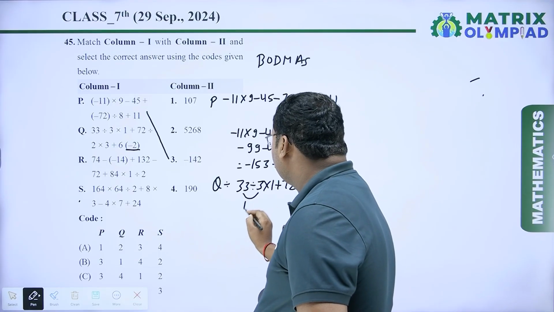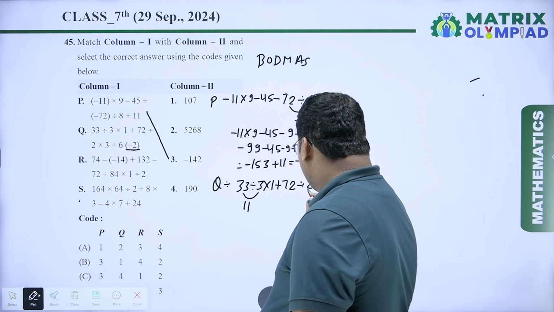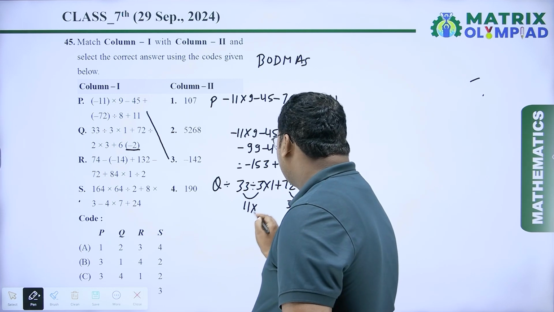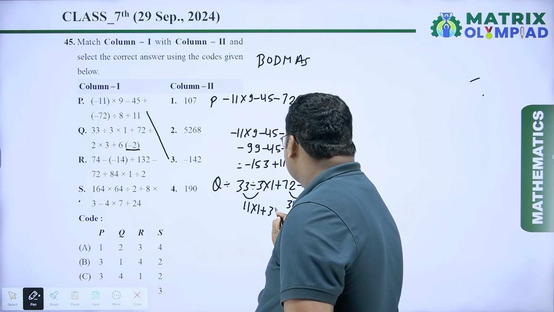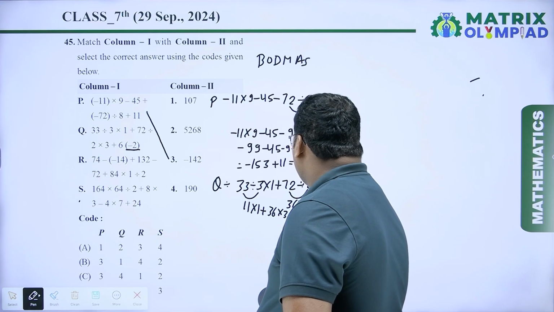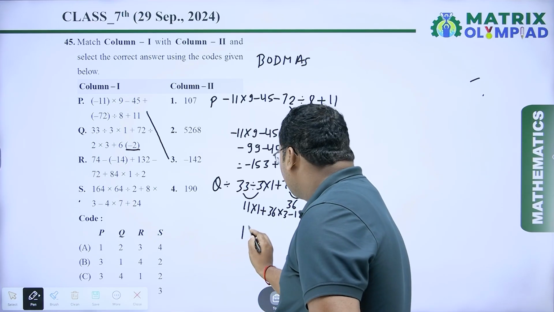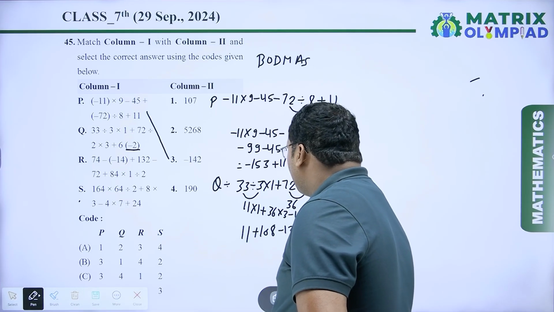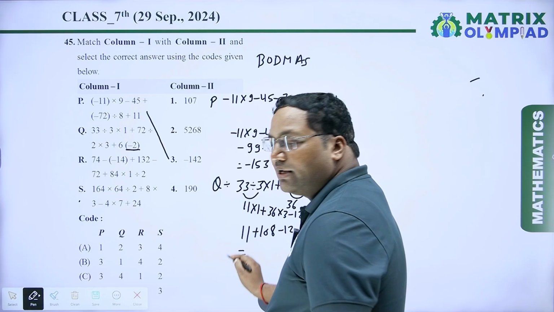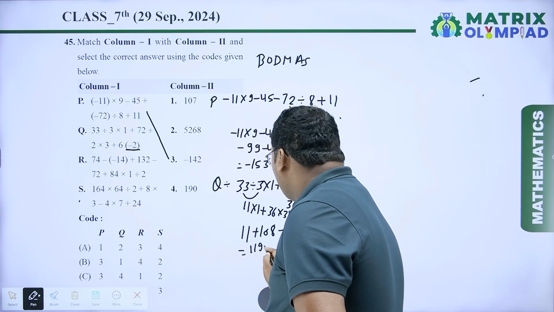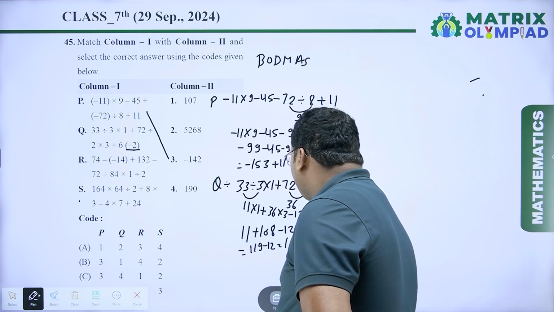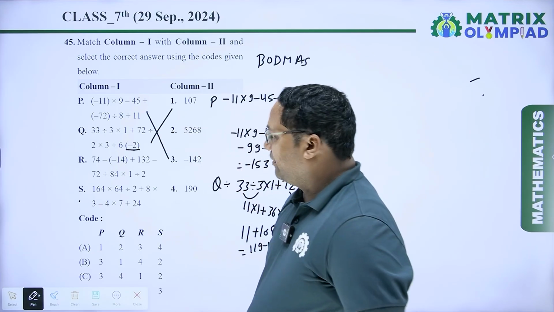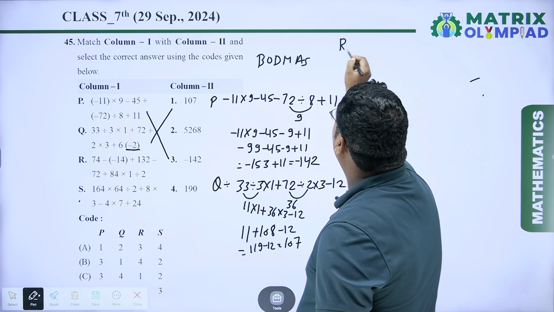So 3 divided by 33 is 11 and here 2 divided by 72 is 36. So 11 into 1 plus 36 into 3 minus 12. So it is 11 plus 36 3s are 108 minus 12. 108 plus 11 is 119. 119 minus 12 is 107. So we will get 107. So 1 is correct. Now next is R.